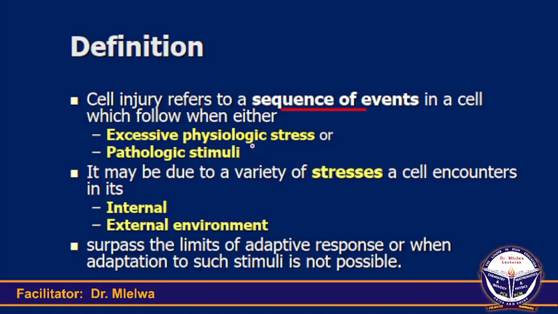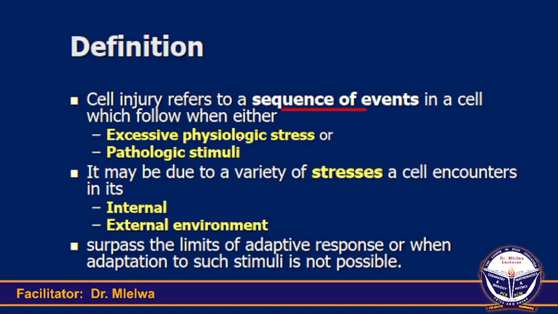Manake ni kwamba, this is the normal stimuli to the cell, but it exceeds the normal level. For example, ulitakiwa umpe cell kiwango fulani cha glucose. Hasa seli umempa kiwango cha glucose ambacho kimezidi, unaona? So that is excessive physiological stress. Actually, kwenye amount ambayo inakuwa ni normal haiwi stress, kwa sababu kwa mfano keep a cell the usual amount of glucose, it's not a stress. But when it exceed now, it becomes a stress.